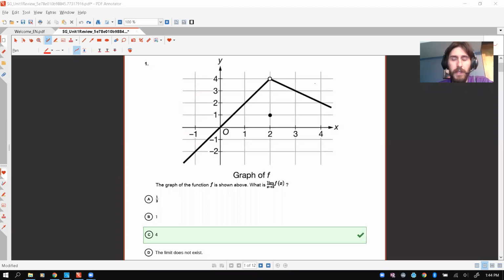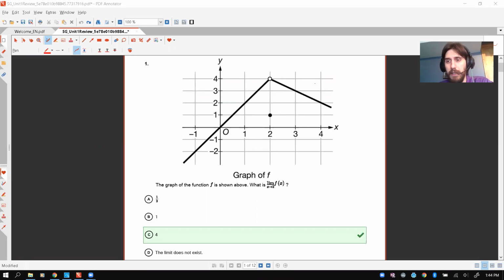Okay, so this is the answer key to the Unit 1 review. I'm just going to go through the problems and the content you would need to know to answer each one of these. So for our first problem here, it says the graph of function f is shown above. What is the limit as x approaches 2 of f of x?